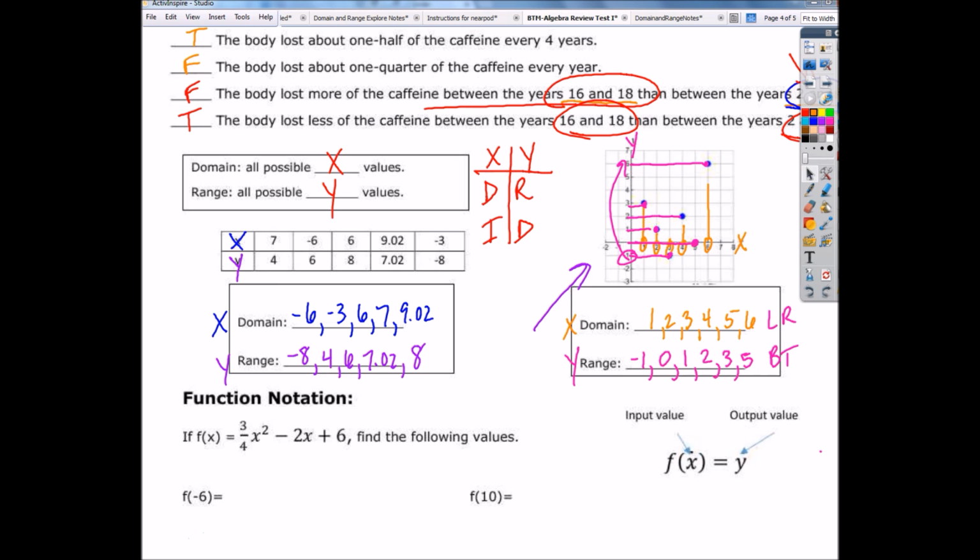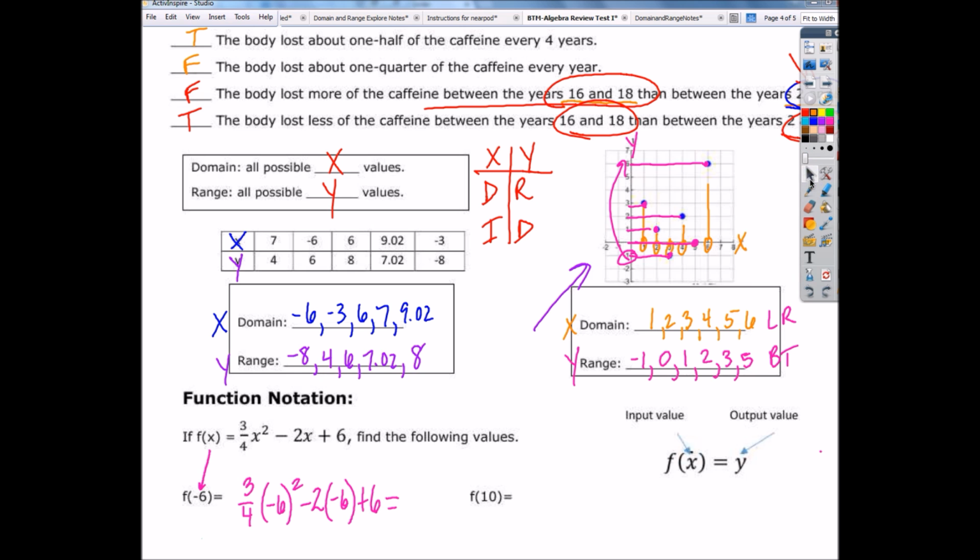Okay, last problems we have is function notation. Function notation, remember, is f of x equals this equation. Find the following values. So here's x, and it's even telling you the x is -6. So you just simply plug that in. 3/4 times -6 squared minus 2 times -6 plus 6 equals what?